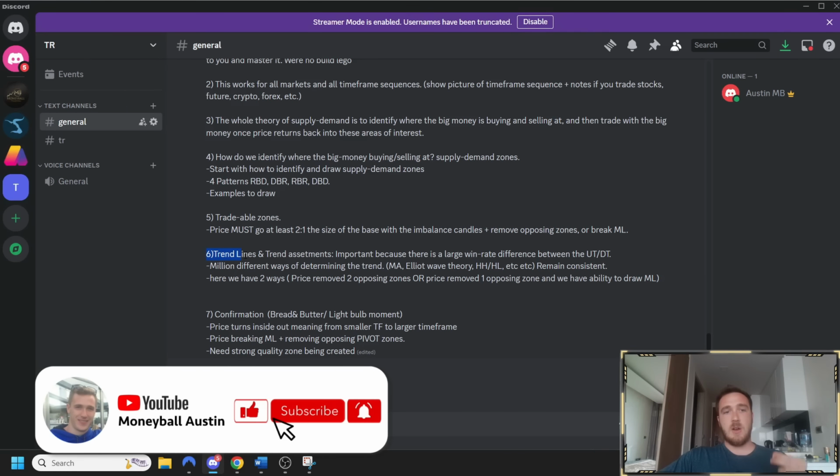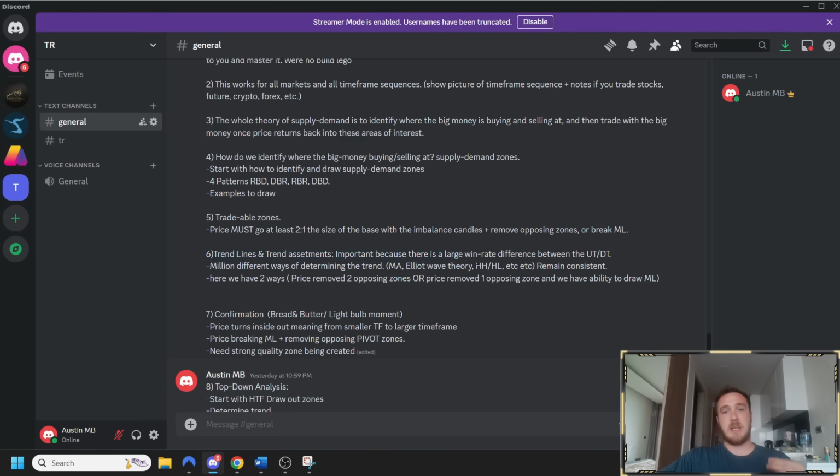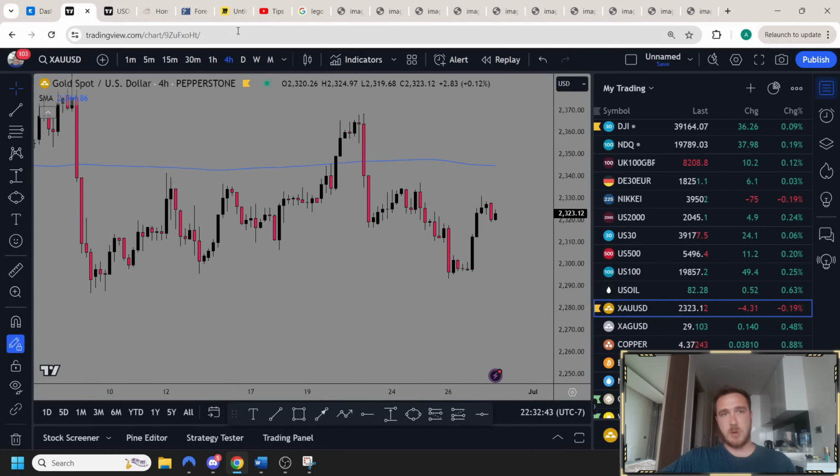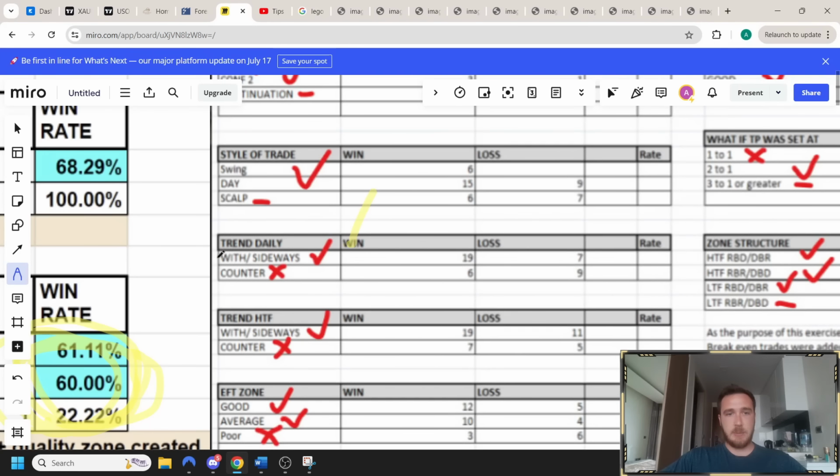Step 6, we need to be able to identify trend lines and trend assessment, because trend is extremely important, because there is a large difference between our winners and losers. Sideways with the trend or in a sideways market, 19 winners, 7 losers.